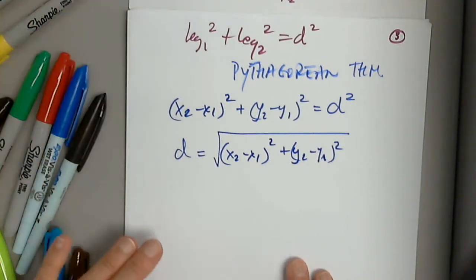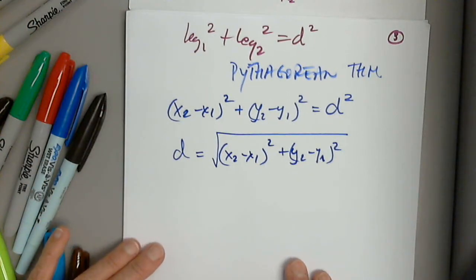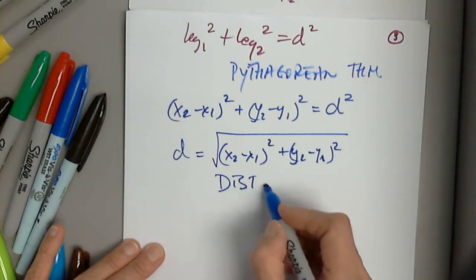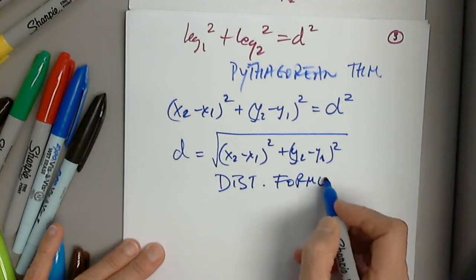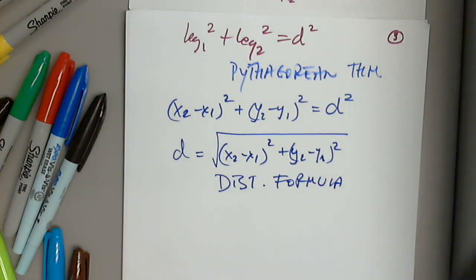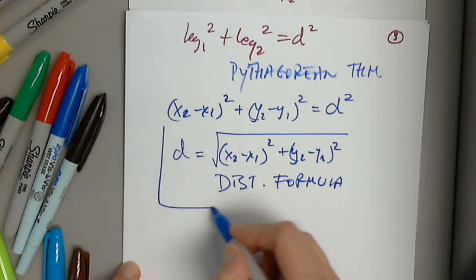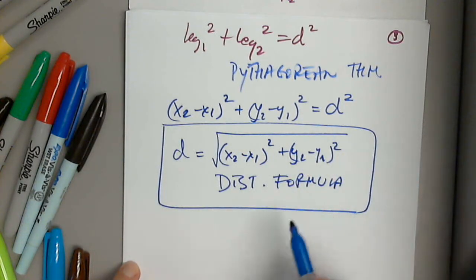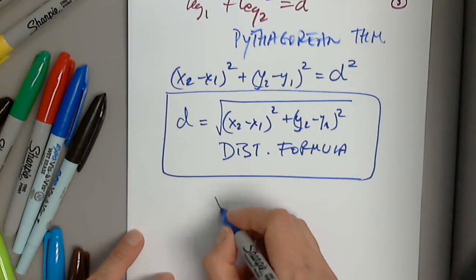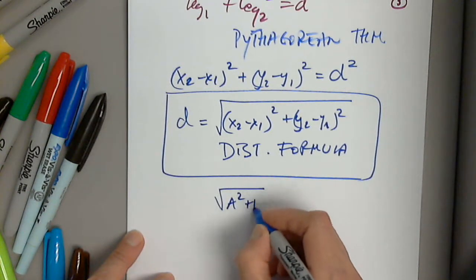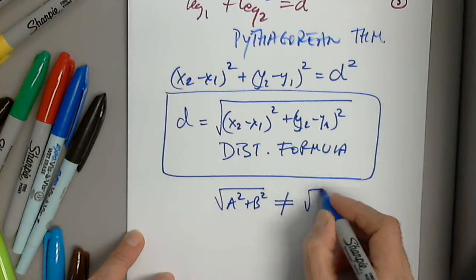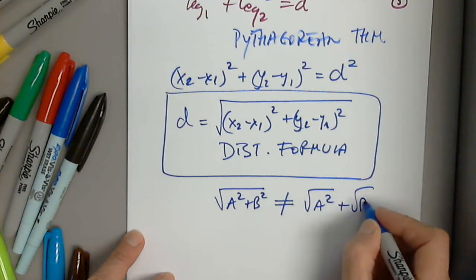Can I further simplify this? Or this is it? This will be the distance formula. Can I further simplify it? Can I say it's the square root of the first quantity plus the square root of the second quantity? I'm glad you did not say that. So the answer is no. Very good. The square root of a squared plus b squared does not equal the square root of a squared plus the square root of b squared.